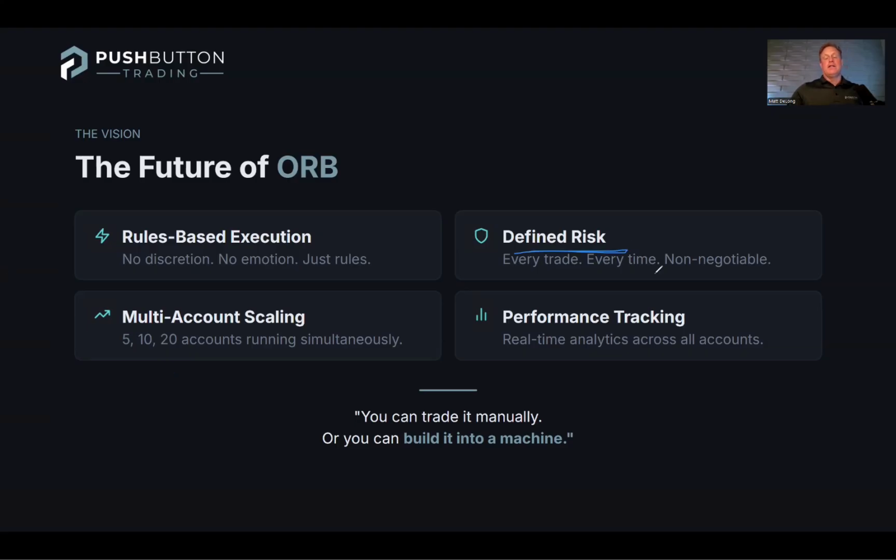And then what if you had defined risk? Instead of sometimes using $100, sometimes using $500, as you guys know, $100 and $500 is a 5x variance, right? And then what if you were able to see how well things have worked across your account? Again, that's what we offer at Push Button Trading.